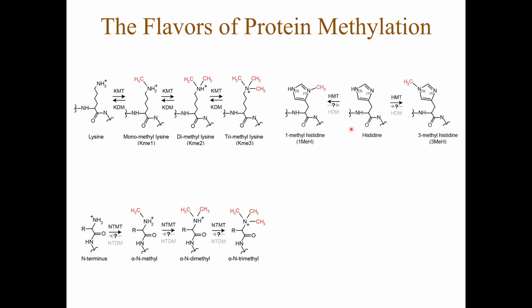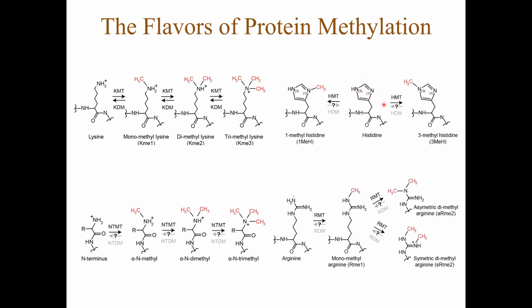Then we also have histidine, and there are 2 nitrogens in this imidazole ring in the histidine side chain that can both be methylated. And finally, there is arginine, and for arginine, there are 3 different flavors of methylation.